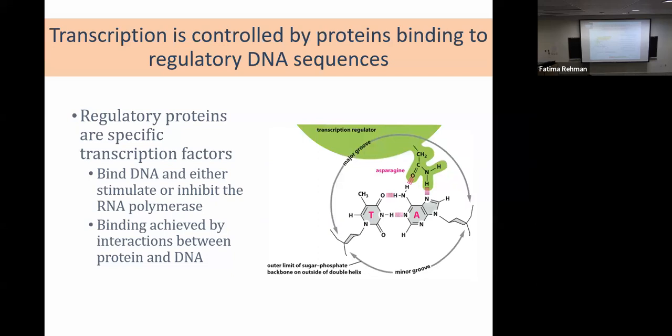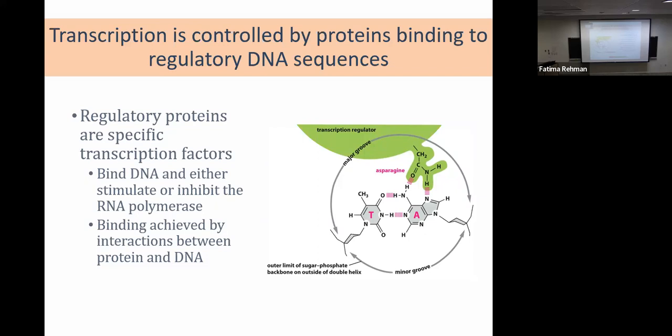So how do these regulatory proteins bind? These regulatory proteins are specific to different transcription factors. Each transcription factor has its own binding partners. So we talked about, for example, MAX and MYC, right? And MAX versus MXD, that's an example of a regulatory protein with its alternate binding partners. So each transcription factor that we look at has its own set of binding partners they work with and bind to in order to control transcription.